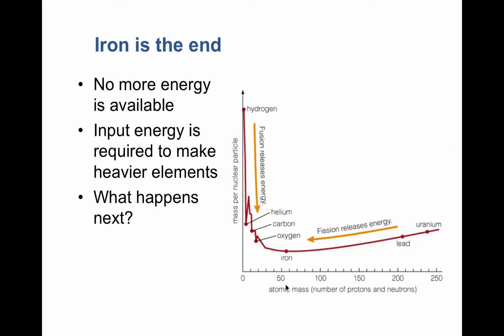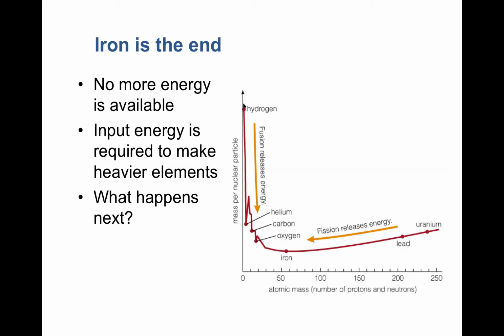On the x-axis is atomic mass, the number of protons and neutrons. So 1 is hydrogen, 4 is helium, 12 is carbon, 16 is oxygen, iron is 56, uranium's out here in the 240s or something. Anyway, this is basically element number on the x-axis and mass per nuclear particle on the y-axis. And you can see a lot of the things we've been talking about are explained in this one graph.